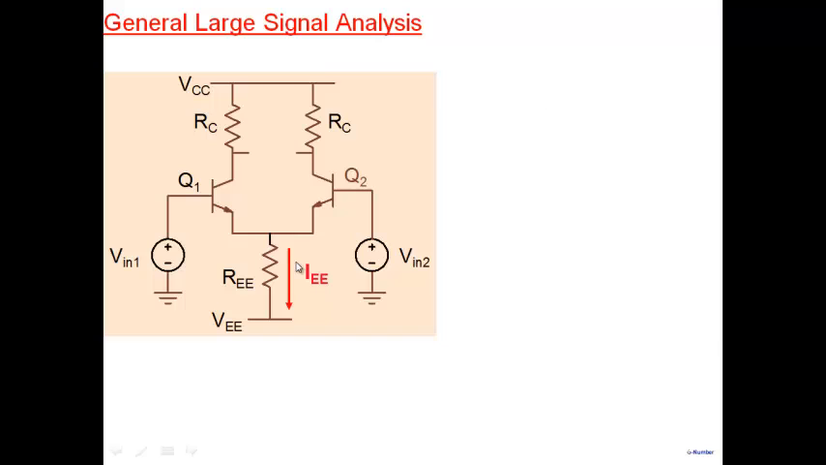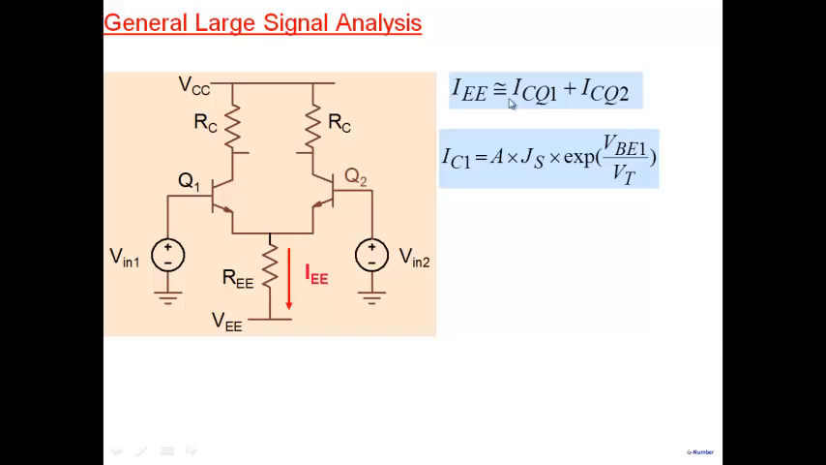So with that in mind, this current IEE will be equal to the emitter current here and the emitter current here, the sum of the two emitter currents. And if the transistors are of reasonably large beta, we can of course assume IEE equal to ICQ1 plus ICQ2.